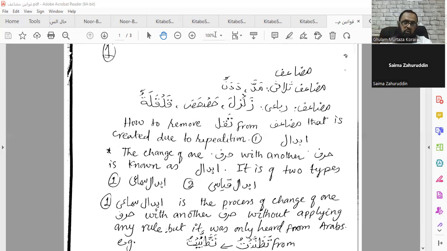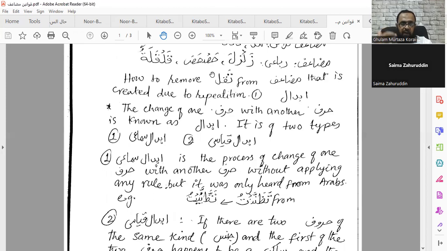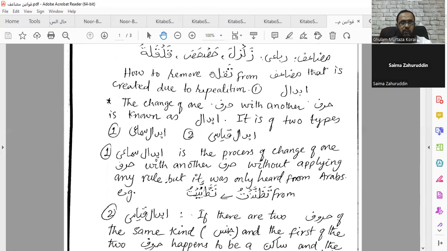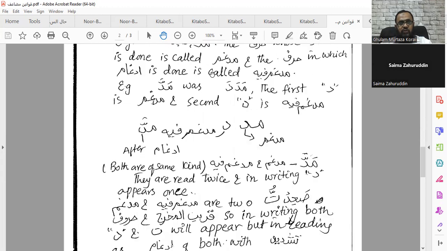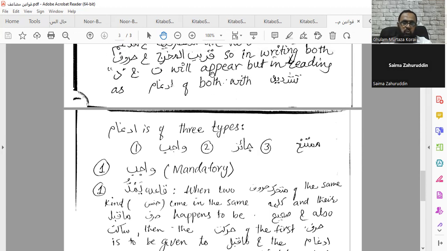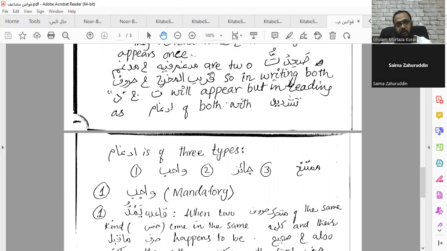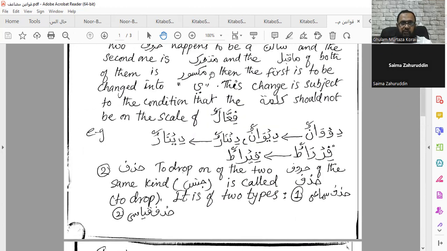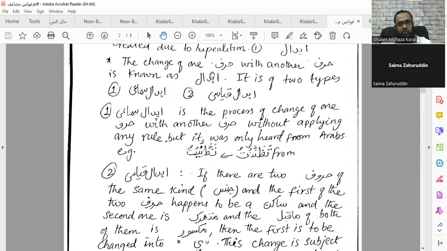Hadaf means to drop. So before moving towards the rules, let's see what kind of ibdal, what kind of hadaf, what kind of idgham is over there, and many more things. First of all, we'll go through these three things, and then we'll jump into the rules. Rules are of three types: those that are obligatory, mandatory, wajib; number two, jais, permissible; number three, mumtani, meaning prohibited, that you cannot do something. That is what prohibition means. So let's have a look first at ibdal, hadaf and idgham, then we'll go to the rules, inshallah.